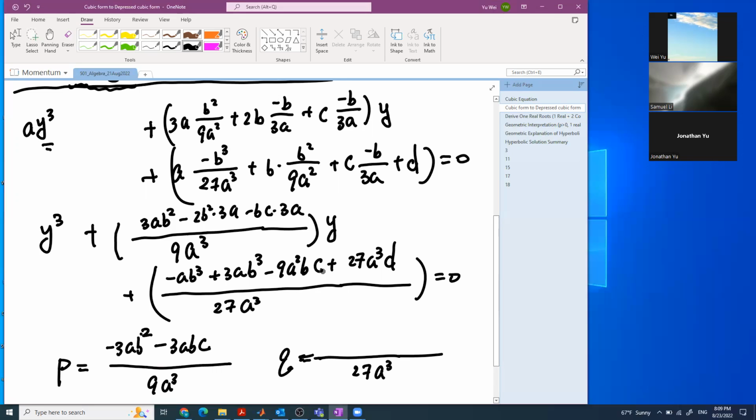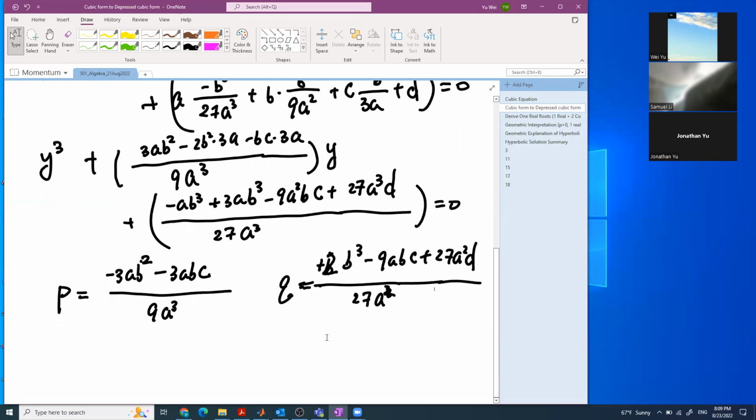Then we can cancel some terms. It's the square. Then negative b a, plus 2b cubed, then minus 9abc, then plus 27a squared d. So by setting p and q equal to this, any general cubic can be reduced to the depressed form of this.